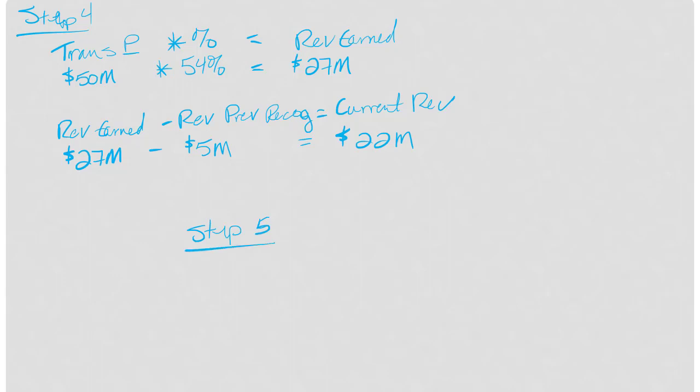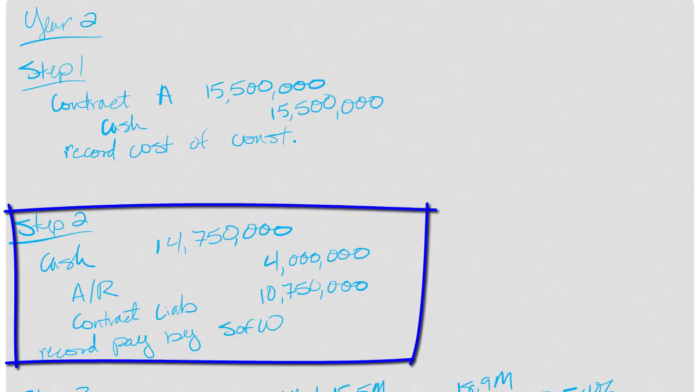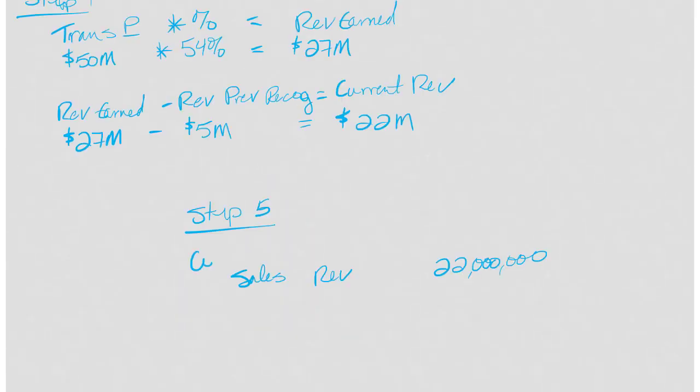a bit because I've got some T accounts I want to use in a minute. So again, we've got sales revenue, 22 million. And my debit, again, if I can, I get rid of a contract liability because I've now earned all the money that they've given me. If there's any left over, it goes to accounts receivable. So if we go back to step 2, we've got a contract liability for $10,750,000. And the balance will go into accounts receivable.